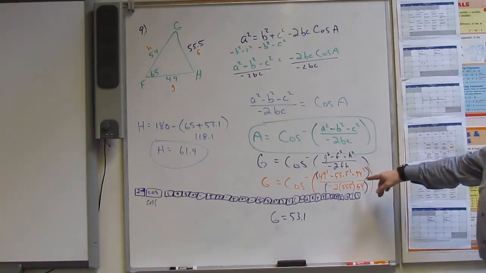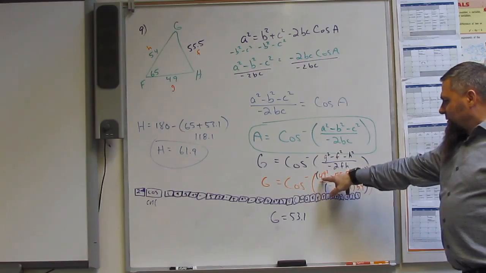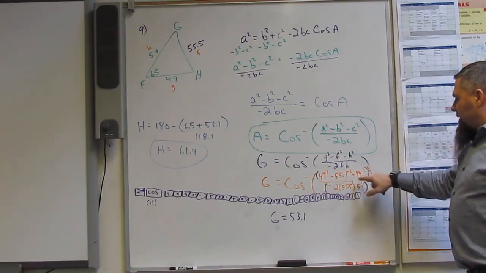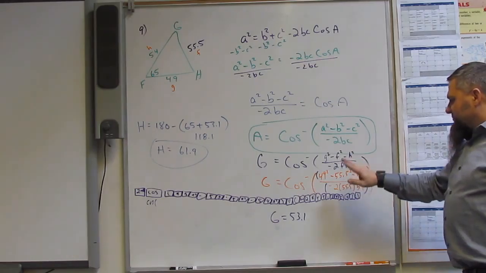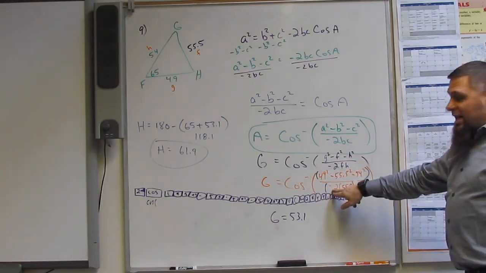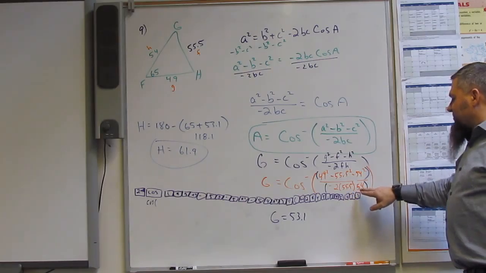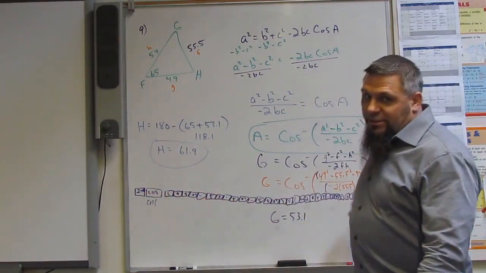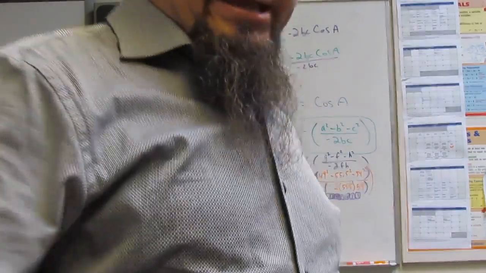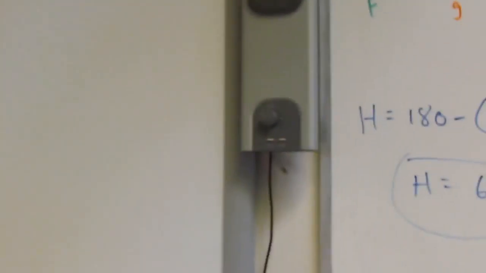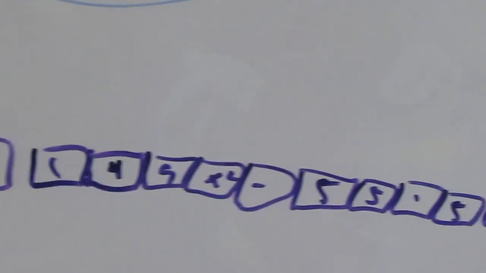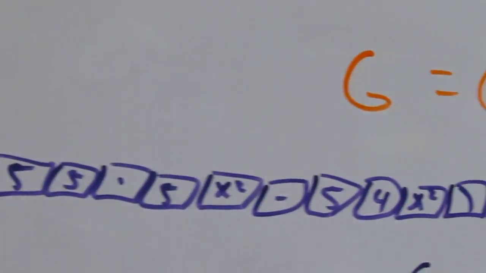So we have 49 squared minus 55.5 squared minus 54 squared divided by negative 2 times 55.5 times 54. Now, to plug that in your calculator, we're going to use this. And what we'll do is bring this up closer so that you can see it. This is all really just one problem. So you might need to pause it.